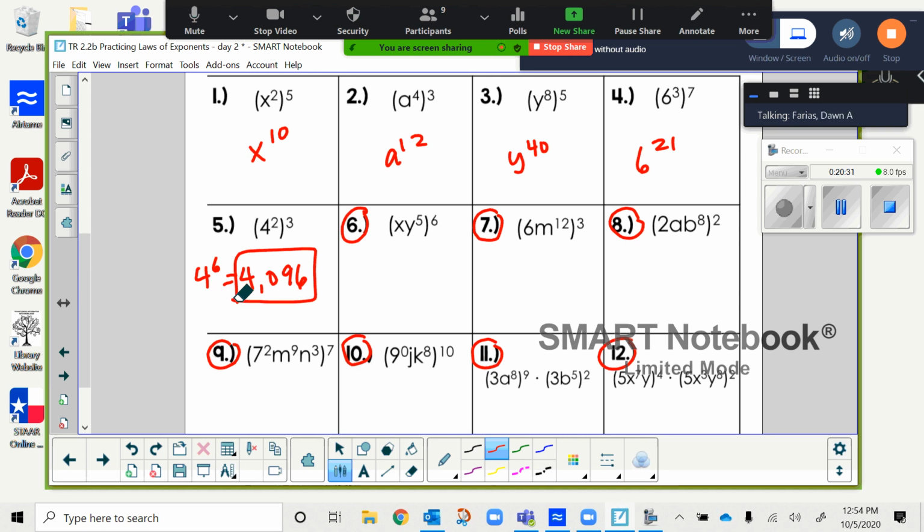So for number 6, remember the inside is x to the 1. And so that power of 6 on the outside gets distributed to those exponents. So it'll be x to the 6th, y to the 30th.